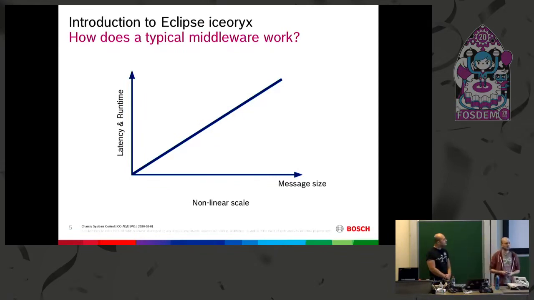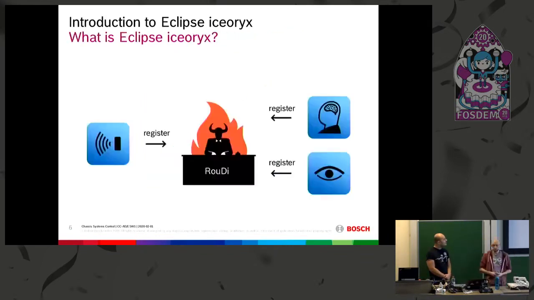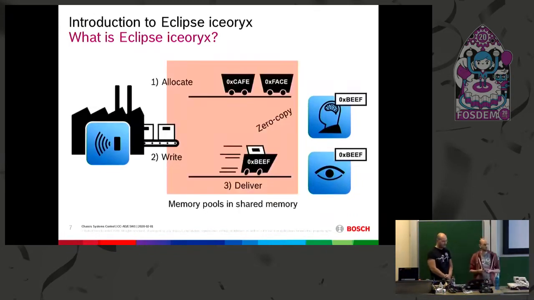And this is where Eclipse iceoryx comes in. I'll run the same example now with Eclipse iceoryx. And first off, what's different? All the apps have to register with our daemon called Roudi. And after they have registered, the communication runs completely independent from Roudi. So in the second part, the apps map a shared memory segment. This is the red box that you can see here. And inside this shared memory, we have so-called memory pools. You can think of them as wagons.